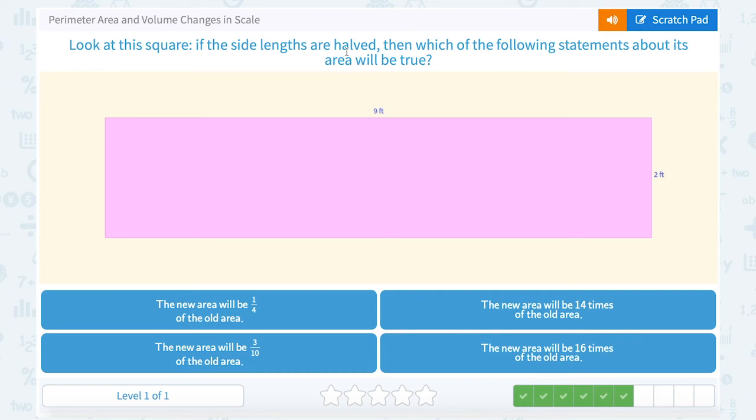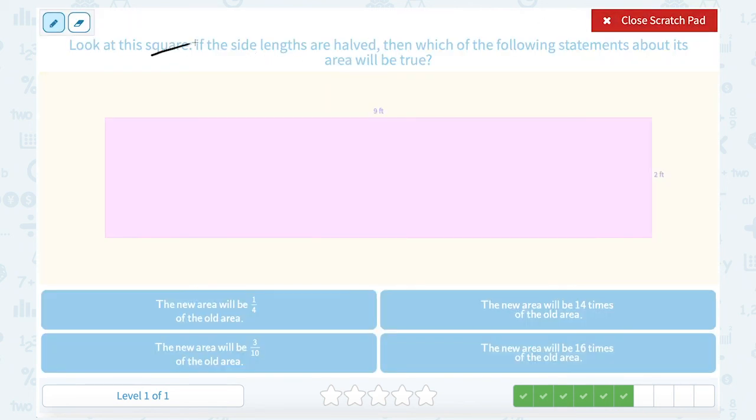Look at this square. If the side lengths are halved, then which of the following statements about its area will be true? And again, this is not a square because they're telling us 9 feet by 2 feet, so this is a rectangle. Okay, if the side lengths are halved, then which of the following statements about its area will be true?